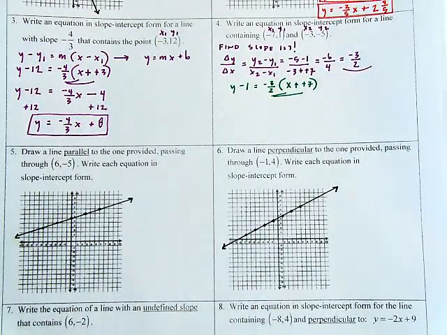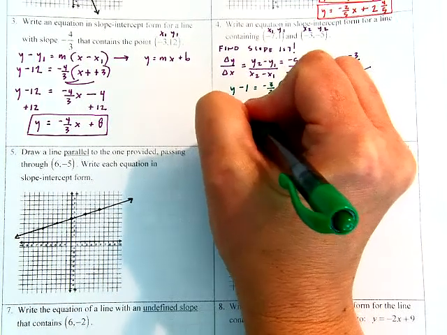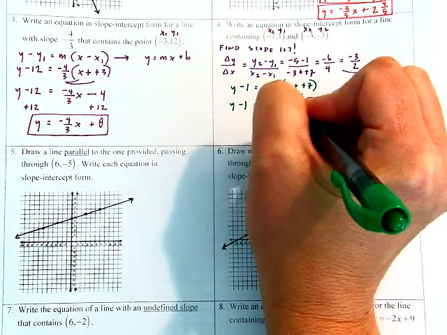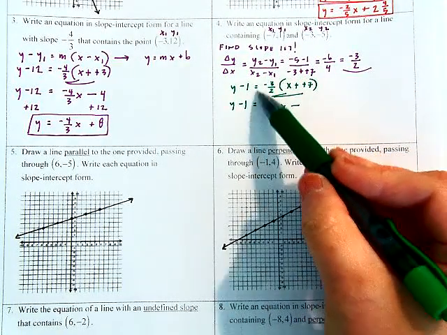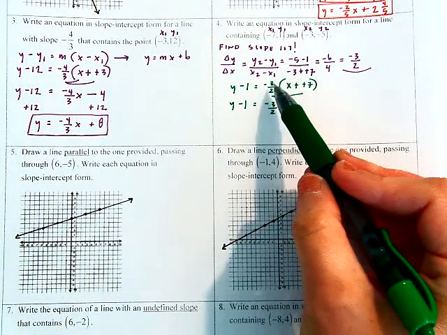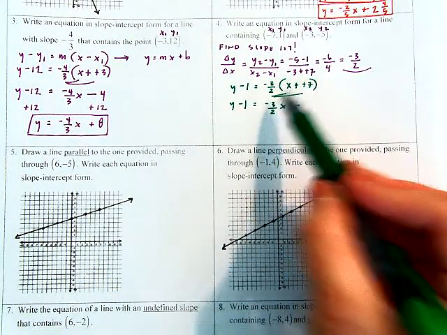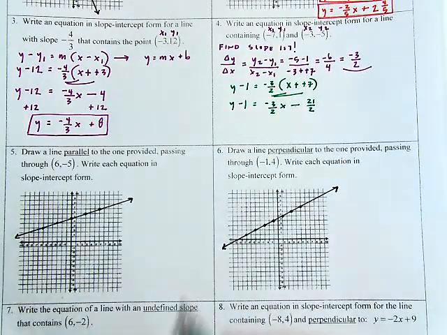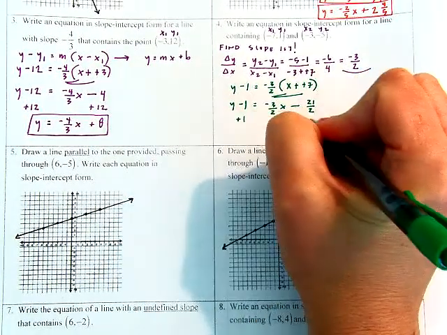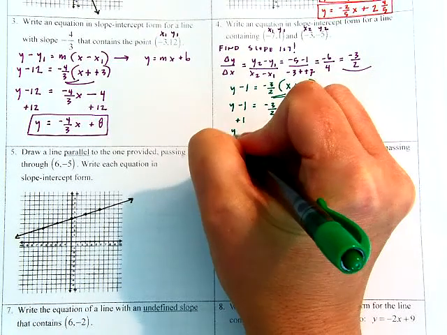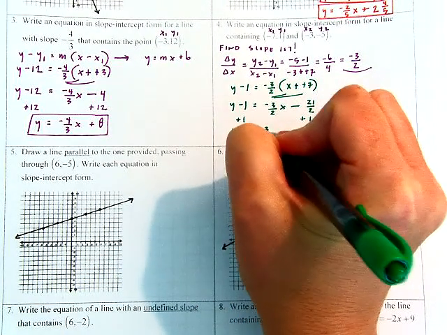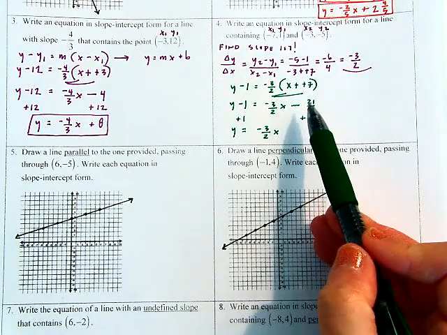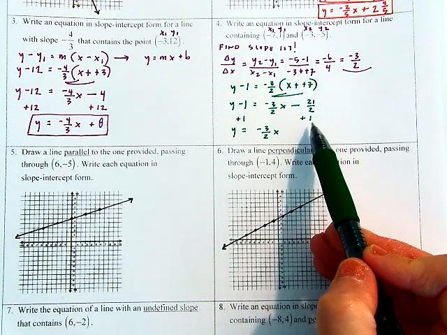Distribute that negative 3/2. So y minus 1 equals negative 3/2 x minus. So negative 3/2 times 7. I know it's negative. So I have 21 over 2. 21/2. Okay, and then lastly, I need to add the 1 over to the other side. So I now have y equals negative 3/2 x. And now I have to figure out how to resolve this. So I have negative 21 over 2 plus 1.